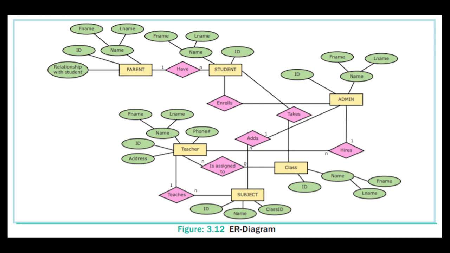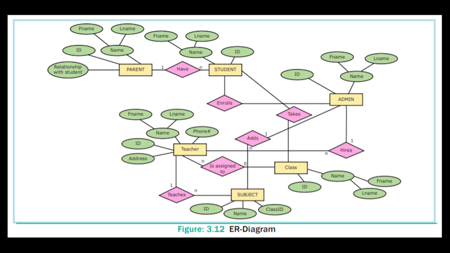Key attributes will be listed with underline, right? When you see this diagram, you can understand parents have students. Can you see parent and students? In between them, one relationship symbol is there. Can you see that pink one? That is 'have'. And another one: admin enrolls students, admin hires teacher. Can you see that? If you see that, you can understand clearly.